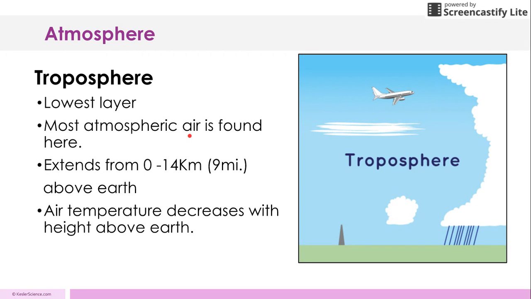It extends from 0 to 14 kilometers above Earth, or you could put 9 miles. And then you need to know that the air temperature decreases. So this is the keyword that you're looking for and filling in, decreases with the height above the Earth. The troposphere is the layer in which we live. Virtually all weather occurs here.